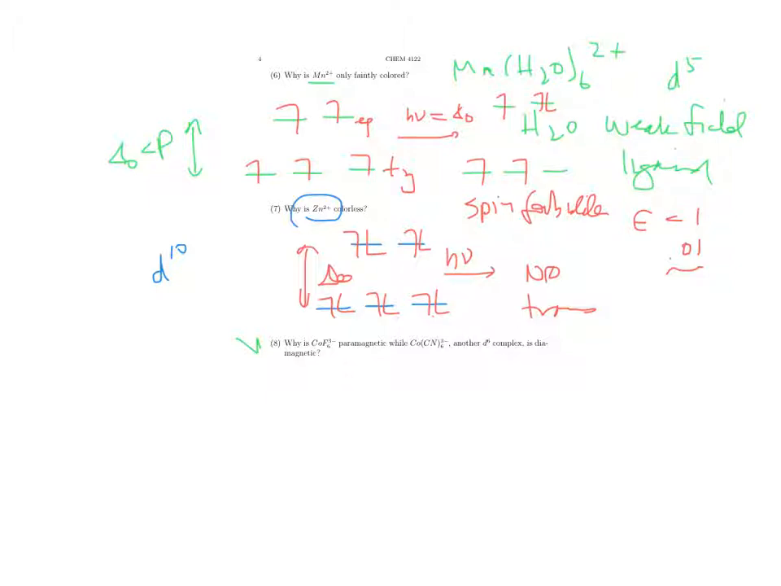So I've finally covered the magnetic properties. I've covered where color comes from. I've covered high spin, low spin. If you have questions, please feel free to drop me a line, and I'll see you in class.